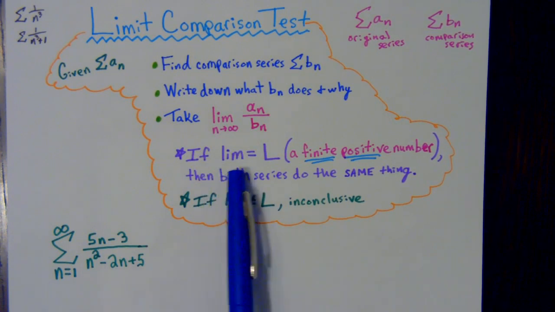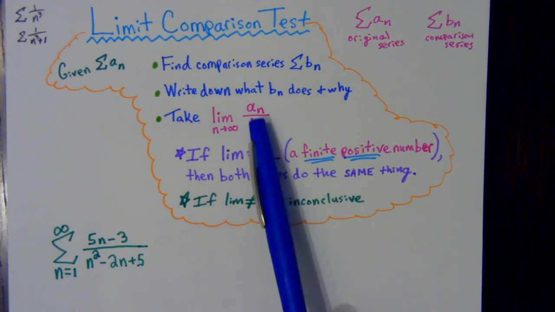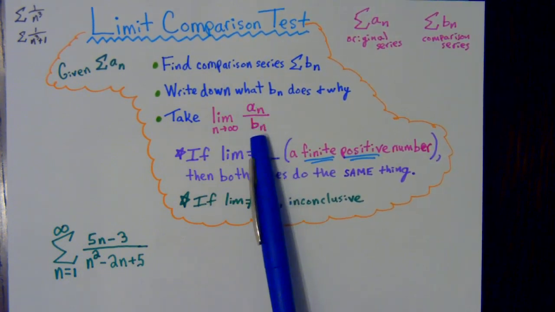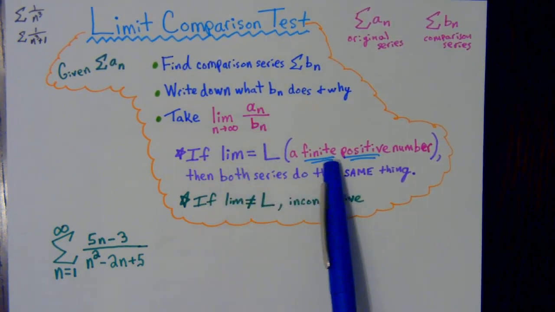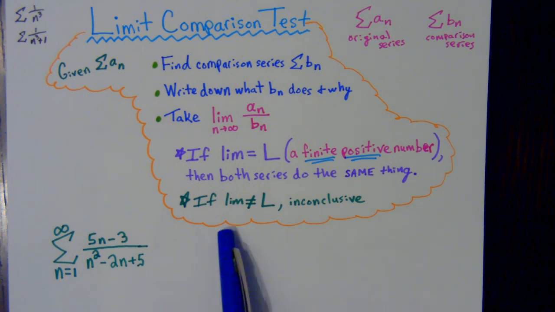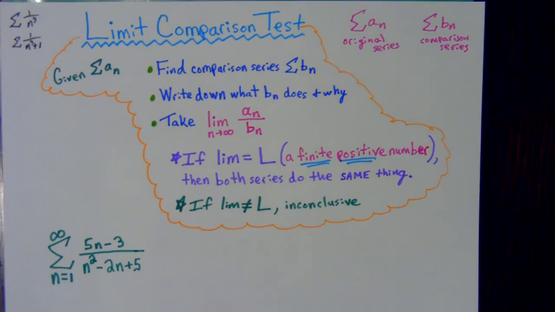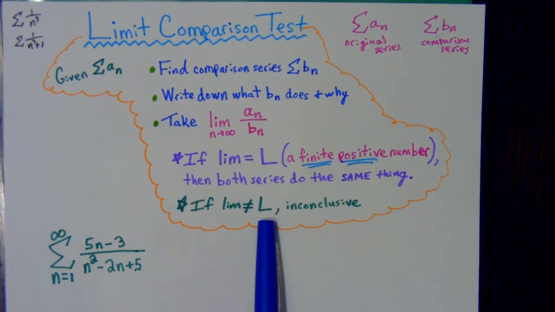And if you get that limit is equal to L, L is going to represent a finite positive number. So if you take this limit of the original problem divided by the comparison series, if you get a finite positive number, that means both series do the same thing. So you're both going to converge or both going to diverge. All right. And then if you don't get a finite positive number, that means your test is inconclusive, which means either the limit comparison test does not work. I might have to go to a direct comparison or a different test, or it also means that you may have chosen incorrectly for that comparison series.